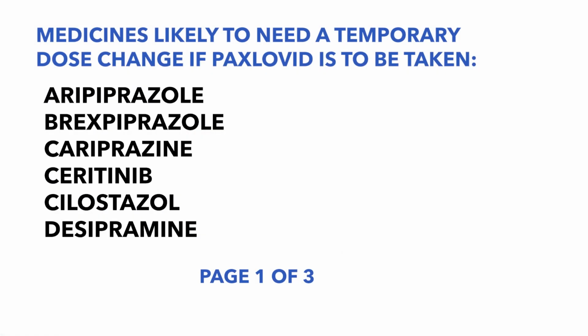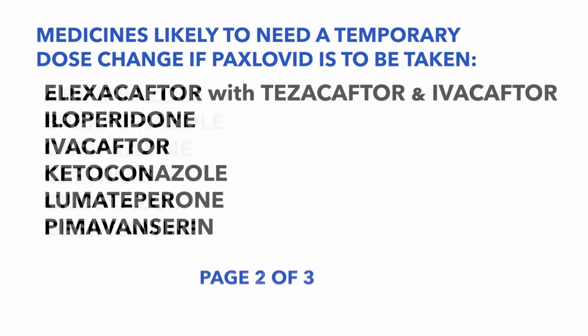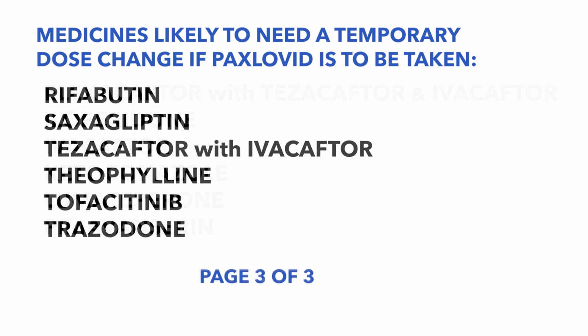This next list contains medicines which, according to the Australian, UK and/or USA medicine information for Paxlovid, are likely to need a dose change temporarily if they are taken with Paxlovid. And please note that these are not the only medicines which may need their dose changed. For example, some of the medicines in the previous list and some of the medicines in the next list we're about to see may also need their dose changed temporarily if they are taken with Paxlovid.